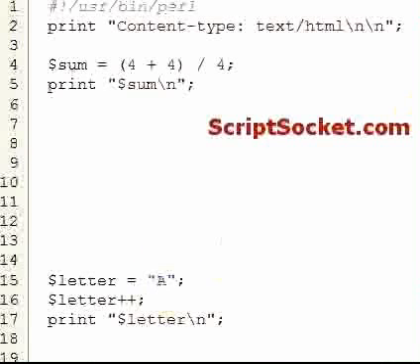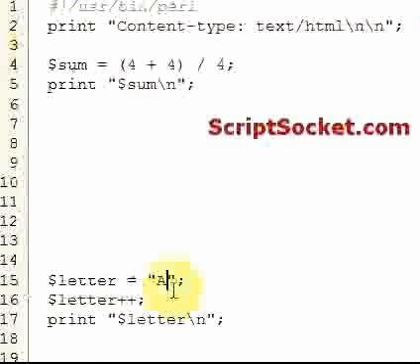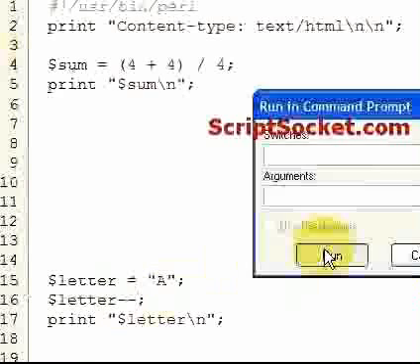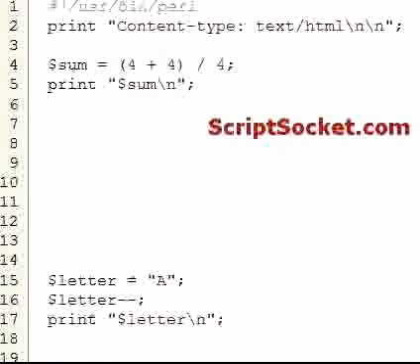Using the minus minus with letters doesn't seem to work. We've got a result of -1, which is basically an error. It doesn't work, so just remember that. So that's how to auto increment numbers and letters.